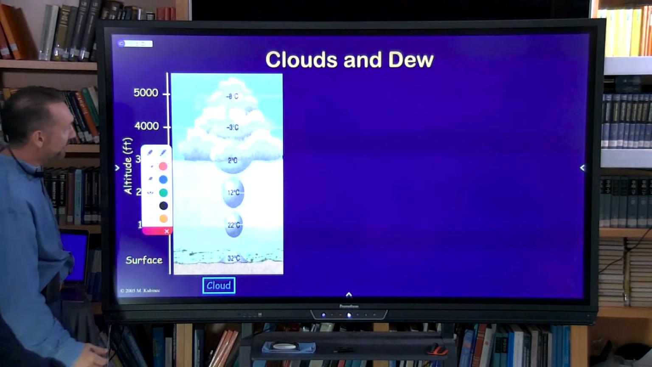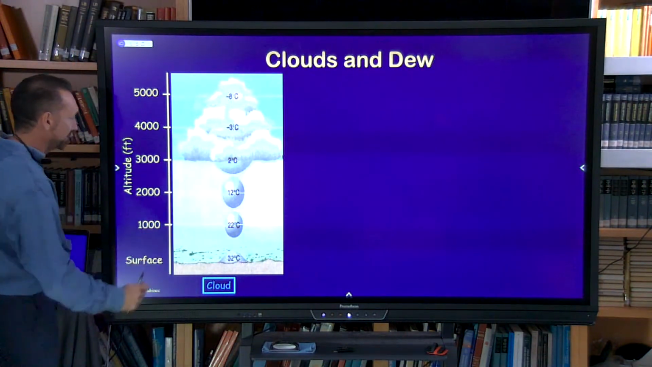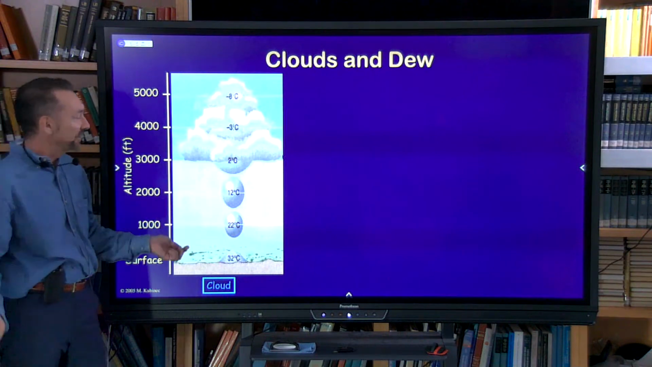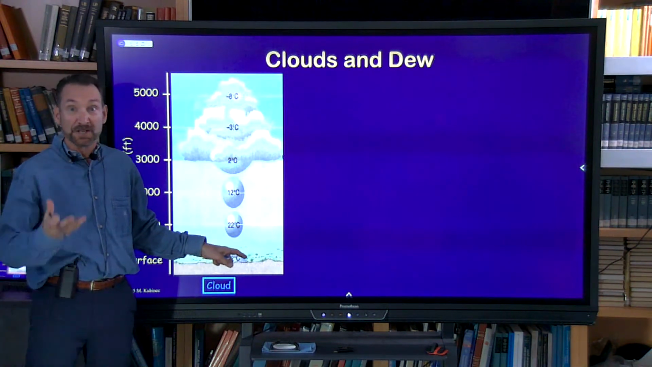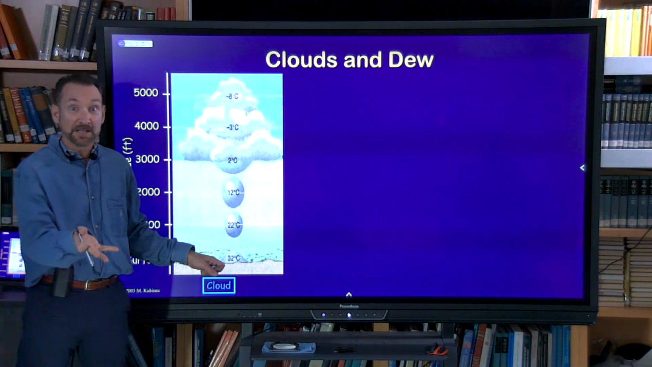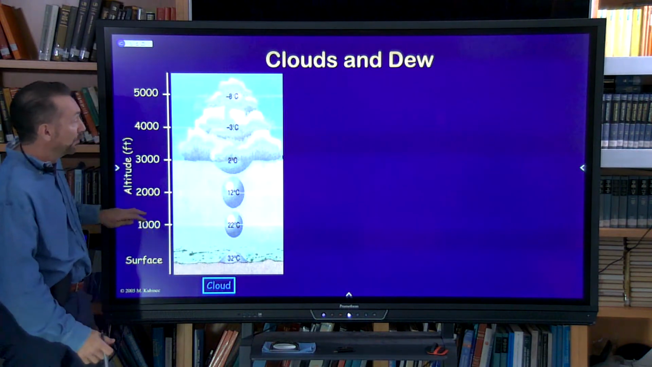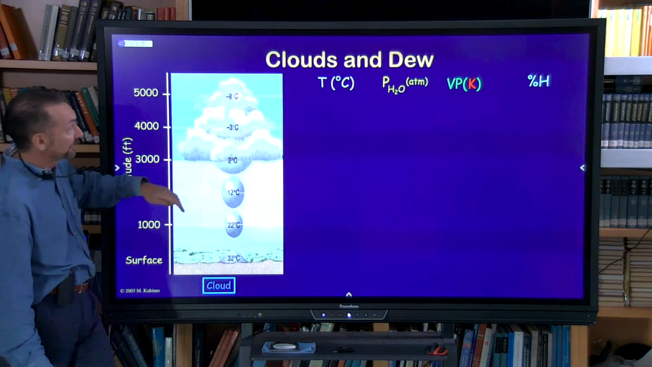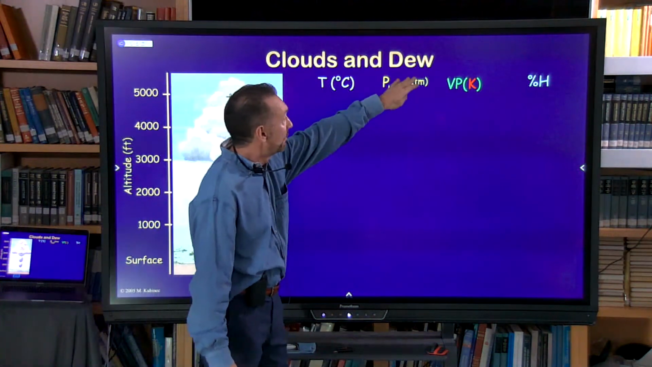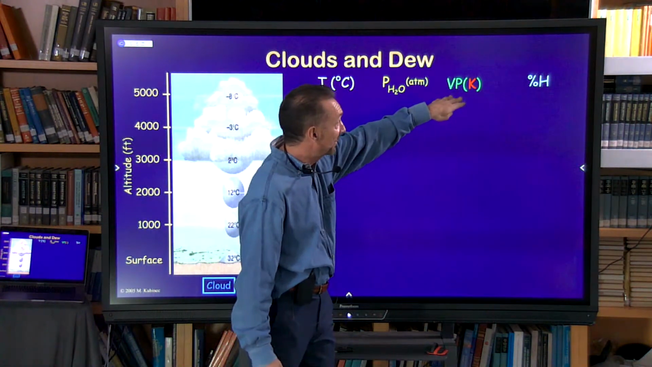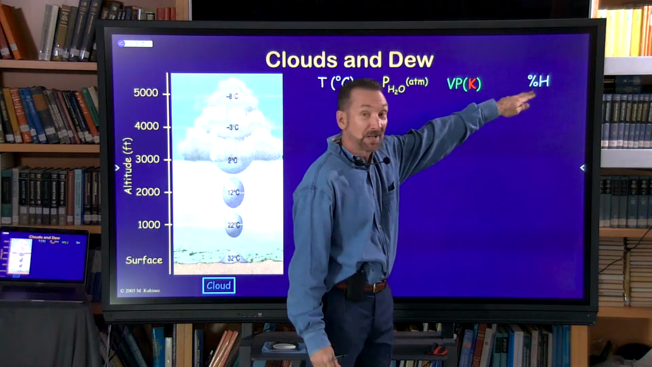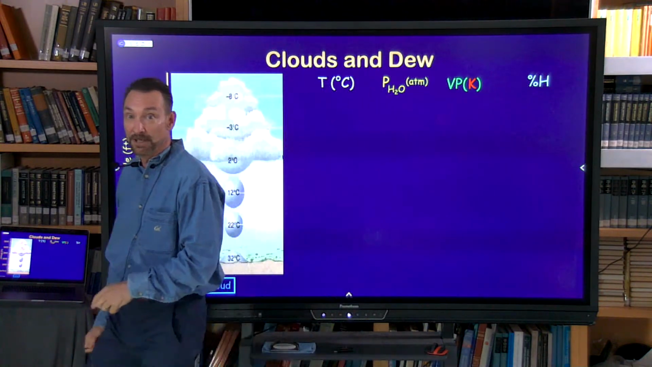we can start right here. Oh, I think I have it. I think it's in this animation. Saturated air, if we have equilibrium between the water vapor and the liquid water, we know those partial pressures. So let's look at a couple temperatures, partial pressures of water, the actual vapor pressure, and what we're going to call the relative humidity. That's a number you hear very often.